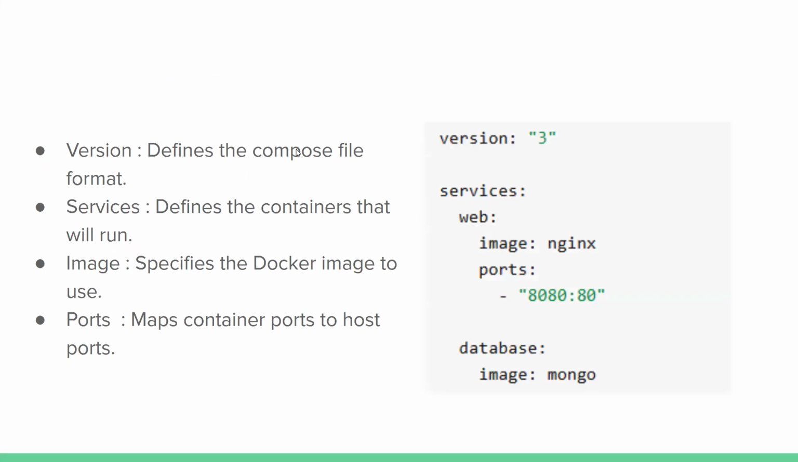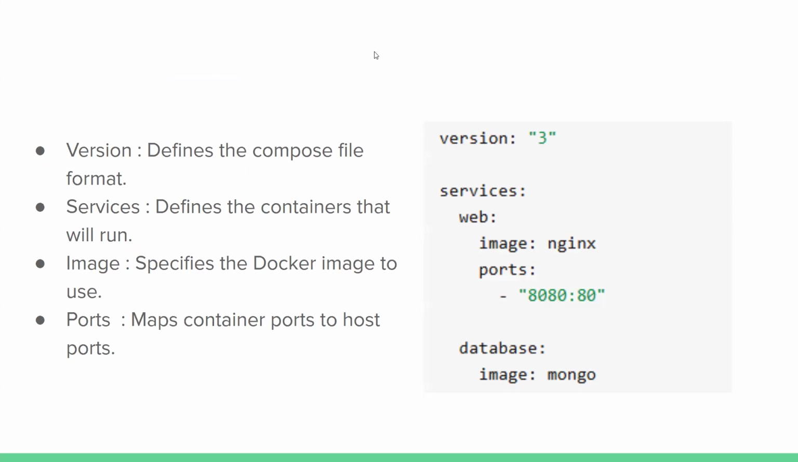So this is the basic syntax of a YAML file. You have the version, which defines the compose file format, and then the services, images, ports, and a few other things. Don't worry, you don't have to worry about it now.